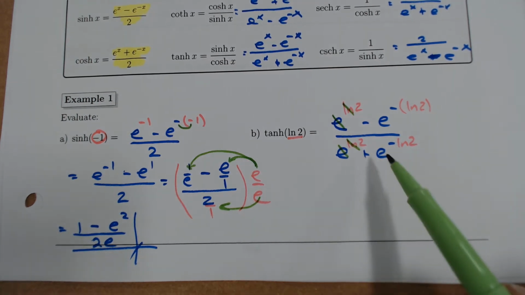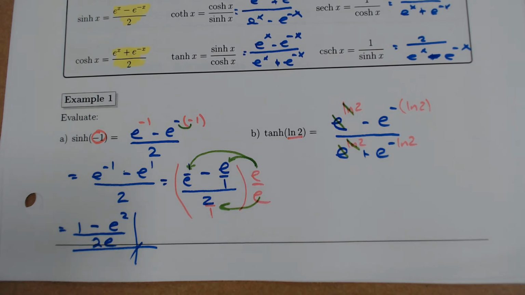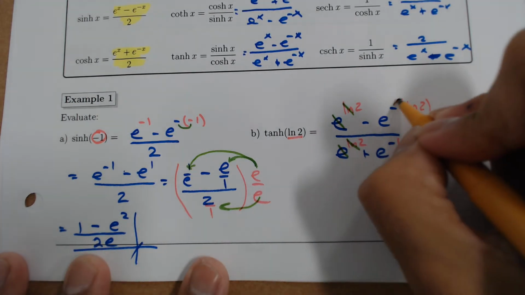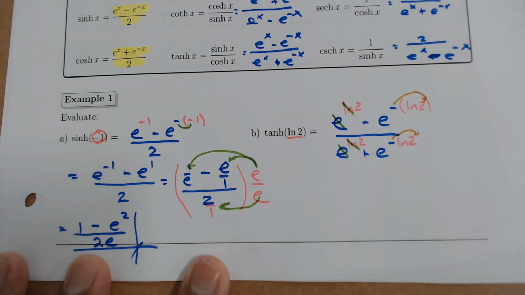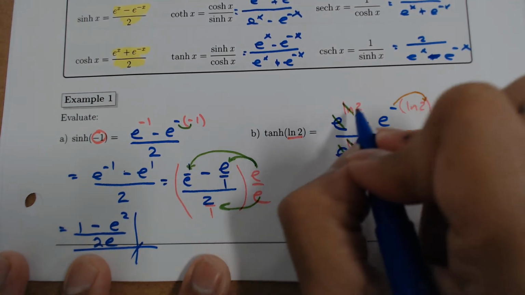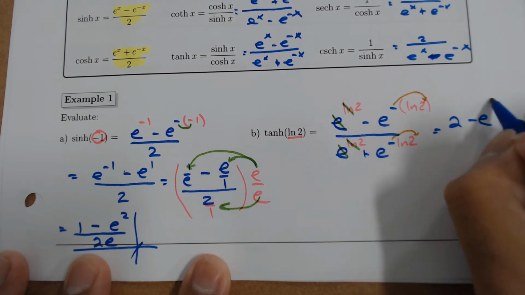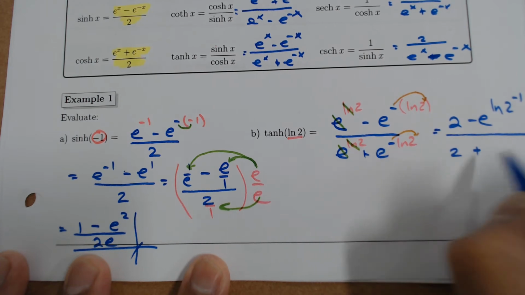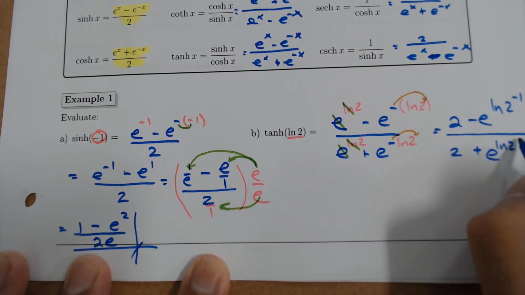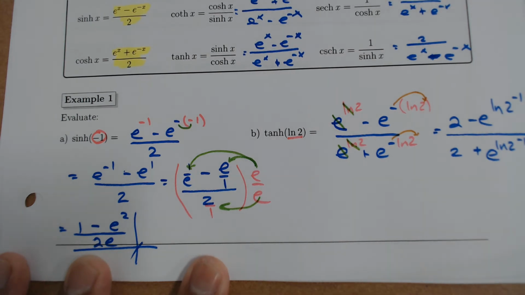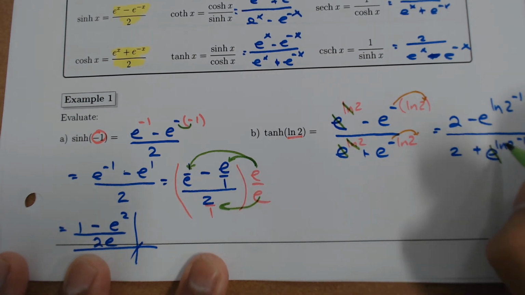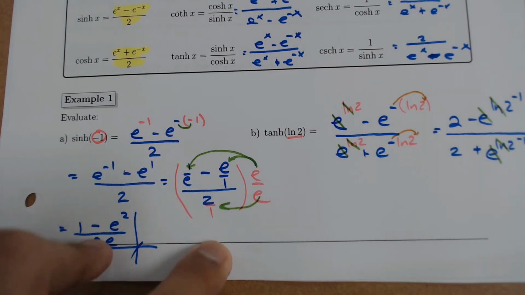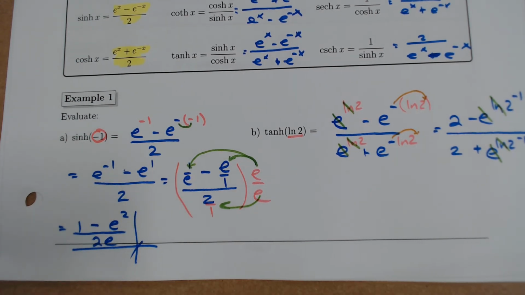However, can I do the same over here? No. In a way, you can think of these as locked with the negative coefficient. So we need the basketball rule here. That's going to be 2 minus e to the negative ln 2, divided by 2 plus e to the negative ln 2. And when we divide these two out, we may now divide out this ln with the exponential.